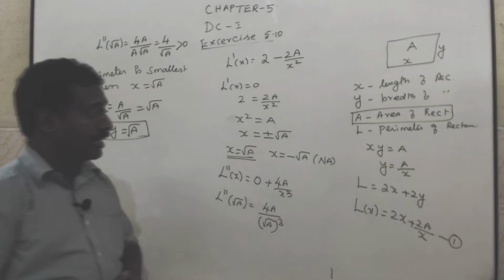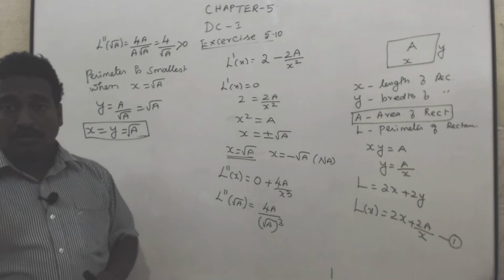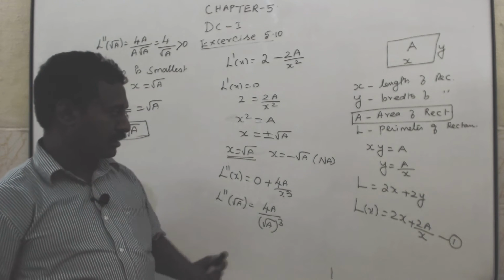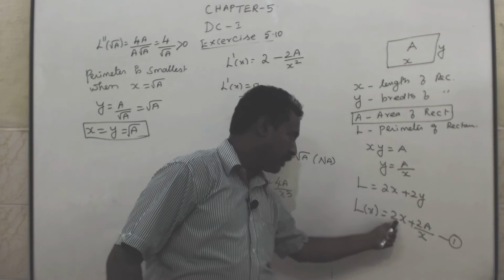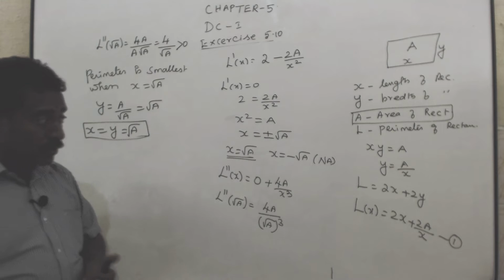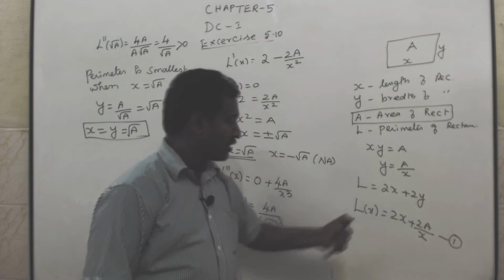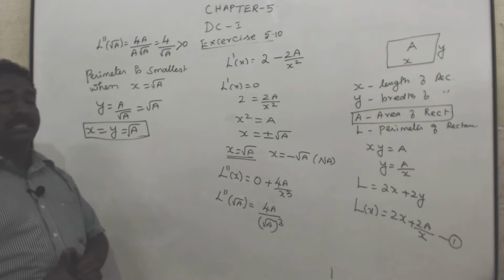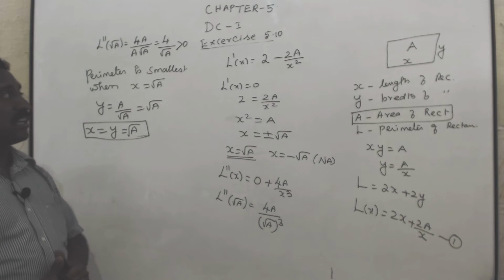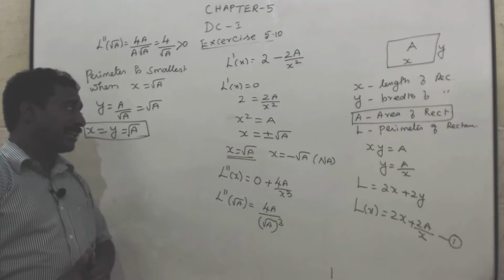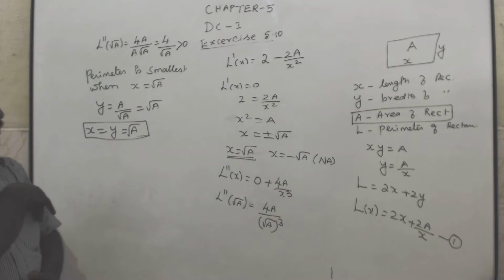Length is equal to 2x plus 2y. So perimeter means 2 length plus 2 breadth, 2x plus 2y, that is 2x plus 2a by x. How did we get 2a by x? y is equal to a by x, just substitute. L dash of x means differentiate. L dash of x equal to 0: 2 equal to 2a by x square, x square equal to a, x is equal to plus or minus root a.